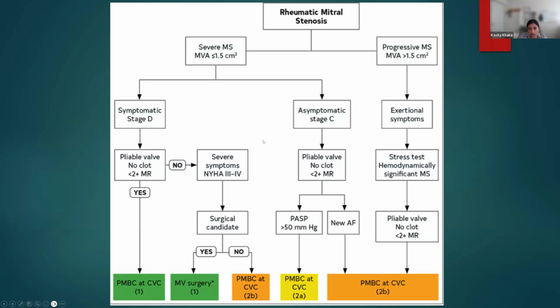Other indications for intervention for these patients, even if they're asymptomatic, are if they have a significant amount of pulmonary hypertension. Again, that's the downstream effect of mitral stenosis. If they're already developing some of that, then you want to intervene sooner. Or if they develop new atrial fibrillation. These patients really don't tolerate atrial fibrillation very well. So even in an asymptomatic patient, these would be indications for intervention.